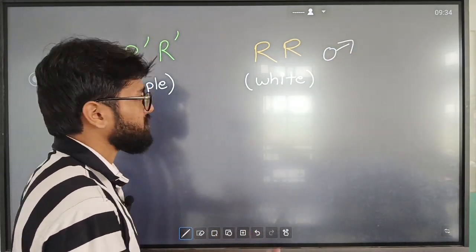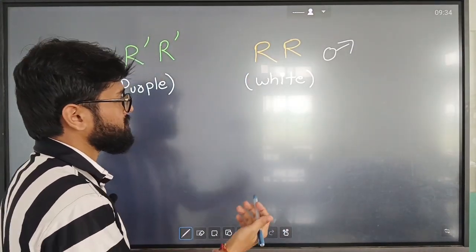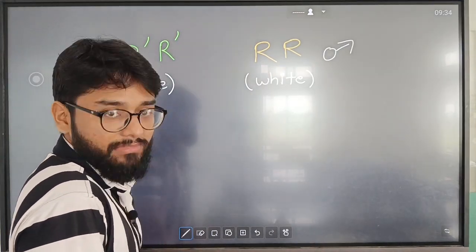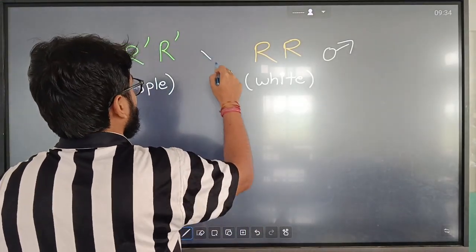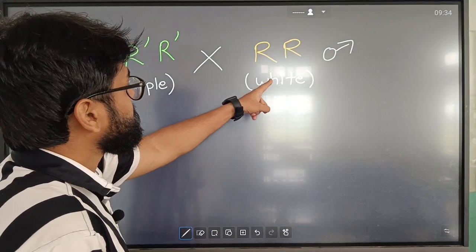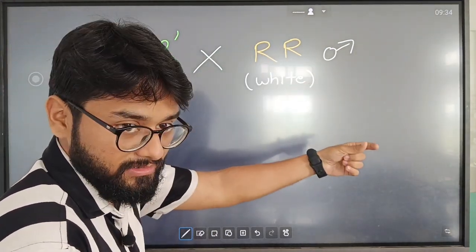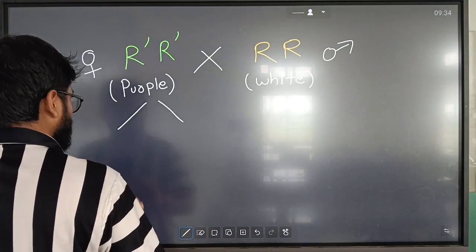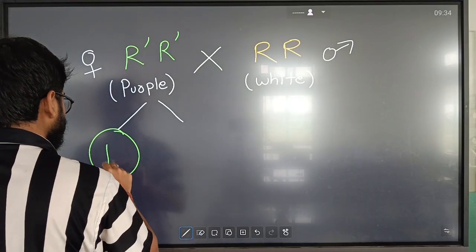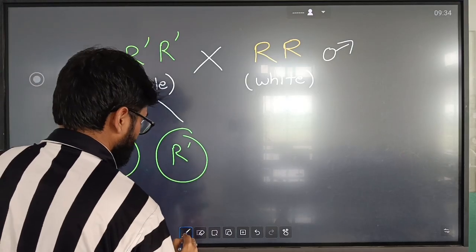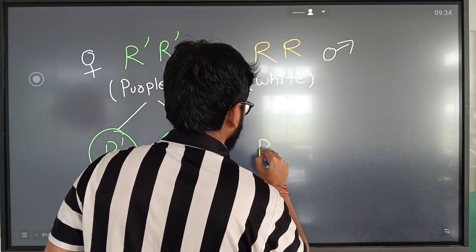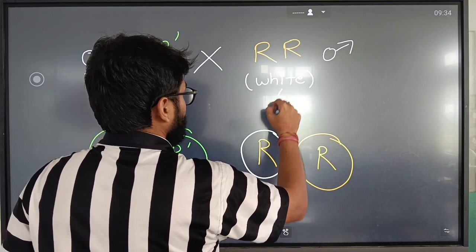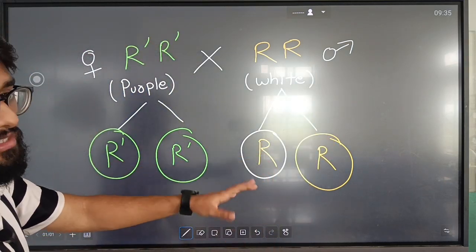This becomes your female and this becomes your male. It can be reversed also. There is no such thing as this has to be a female and this has to be a male. We can reverse it also, but for the sake of argument we take this to be a female and this to be male. Now once we cross it, all these are organisms which will create gametes, and during gamete formation they are going to create these two types of gametes.